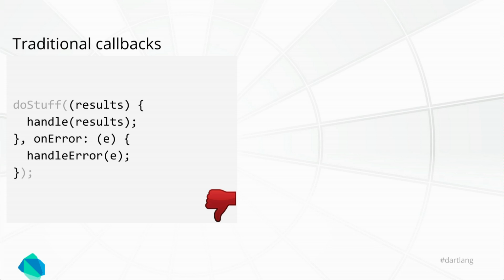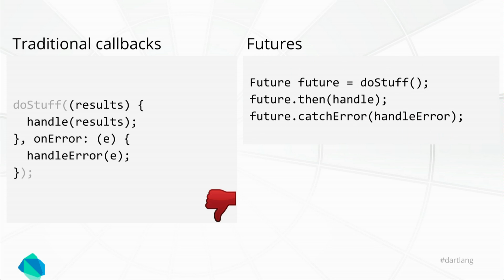And as you can see, even with a simple one-level-deep example, no nesting, it's already looking a little complicated. Well, with futures, instead of taking a callback, you return a future. And this future object has a very consistent way of registering the callback and the error handler. All futures are the same class. They all do this the same way. And you can see it already looks a little cleaner.